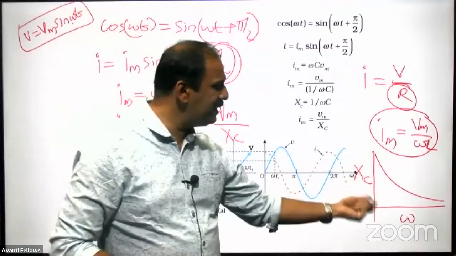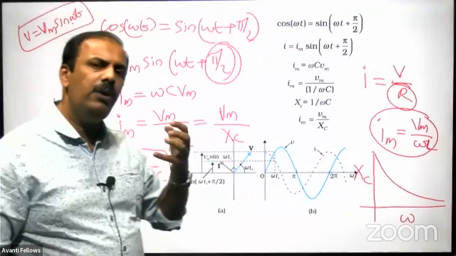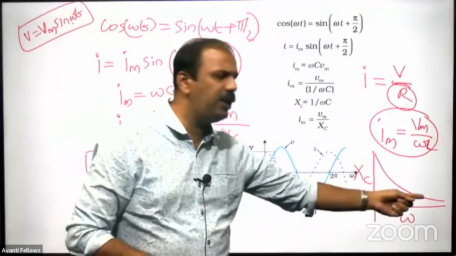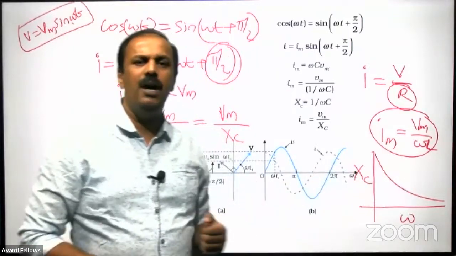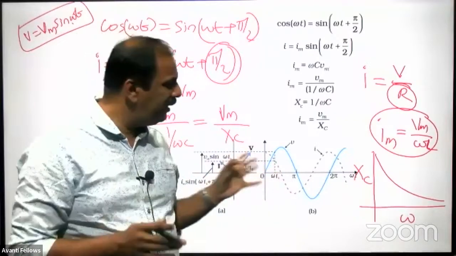When a DC is there, this capacitor will block DC. The capacitor will not allow the DC to pass through. But when AC is there, or when high frequency is there, it can pass through the capacitor. So that is the most important difference between this capacitor and inductor when you are dealing with AC.